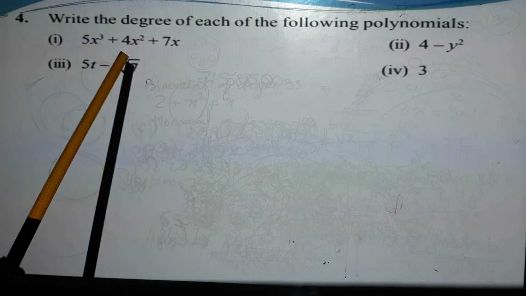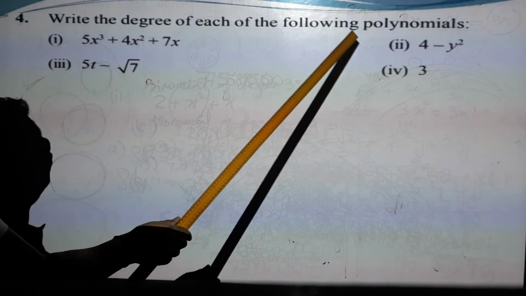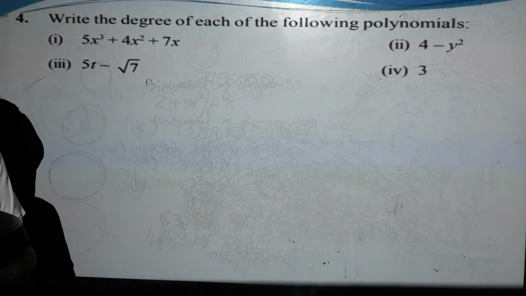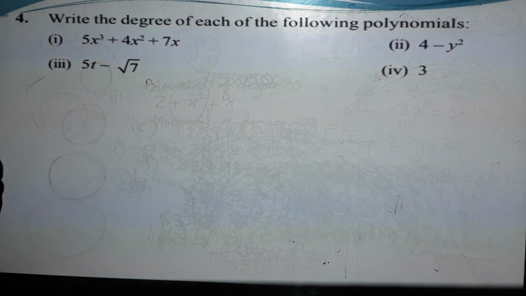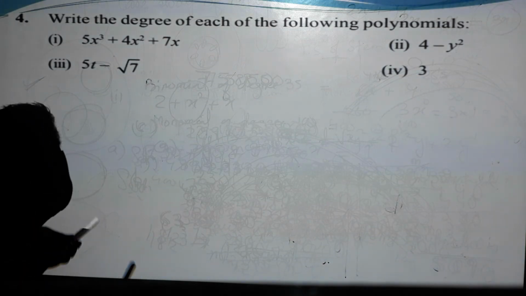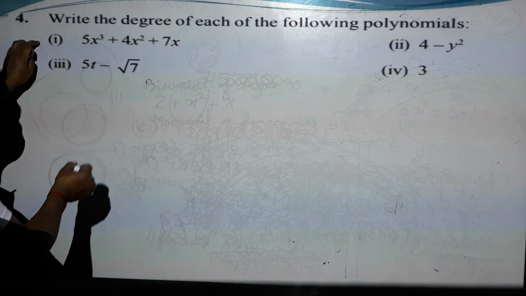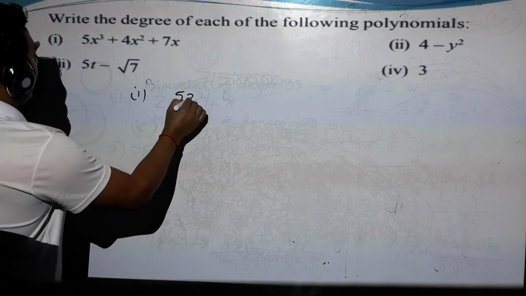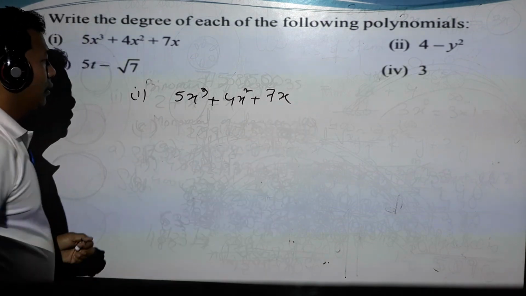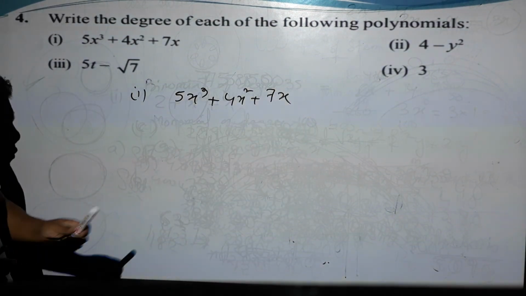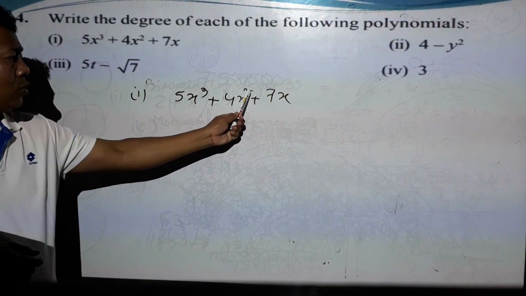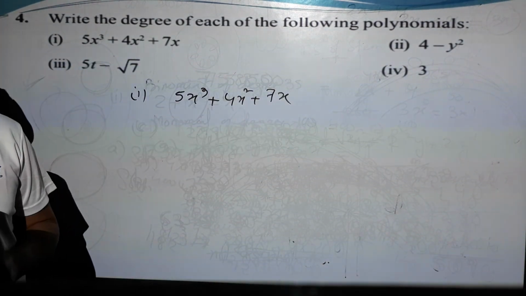Here, write the degree of each of the following polynomials. When we say degree, let us recall what we have learned before. Degree is nothing but the highest power of the variable in a polynomial. So let's take the first question here: 5x cubed plus 4x squared plus 7x. What is the variable here? The variable here is x, and the powers of x are 3, 2, 1. The highest is 3.